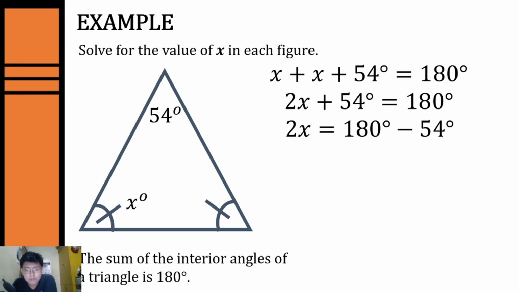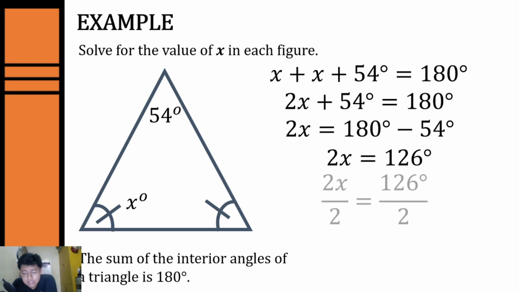We will have 180 degrees minus 54 degrees. So simplifying that, we have 2x is equal to 126 degrees. Let's divide both sides by 2. Our variable x will be equal to 63 degrees.